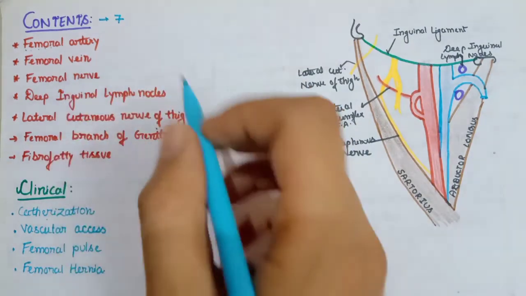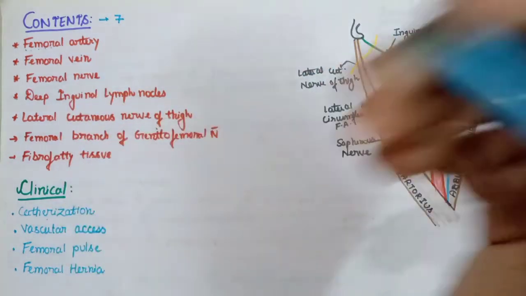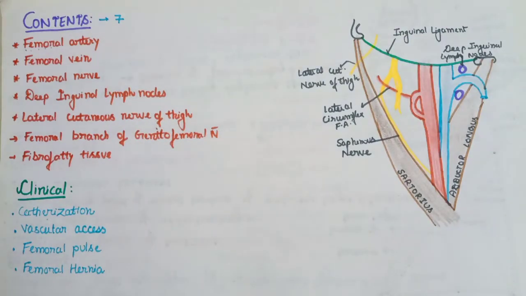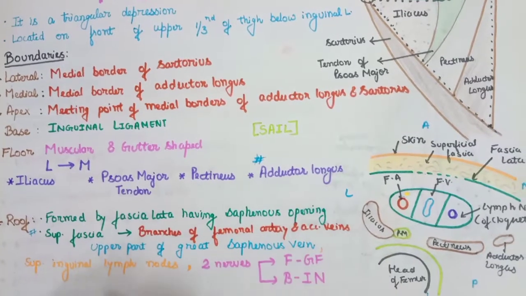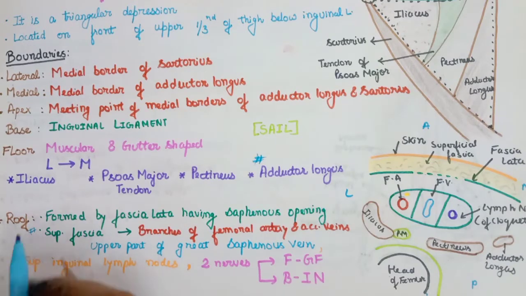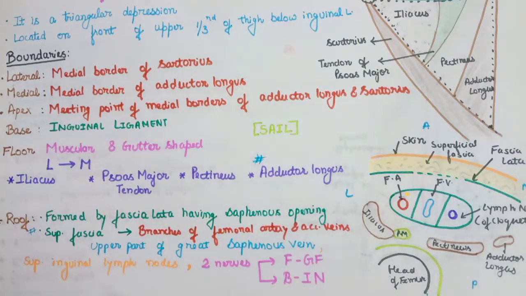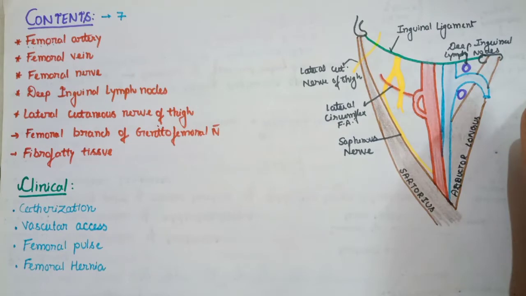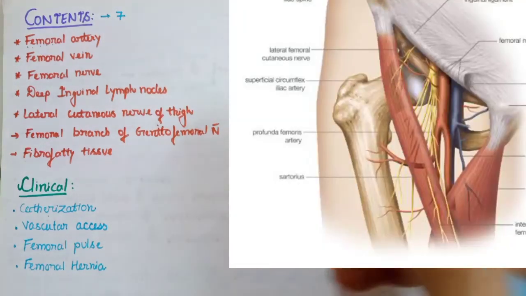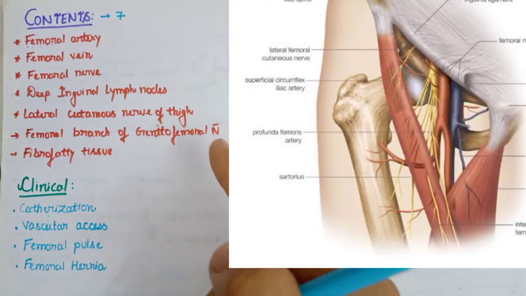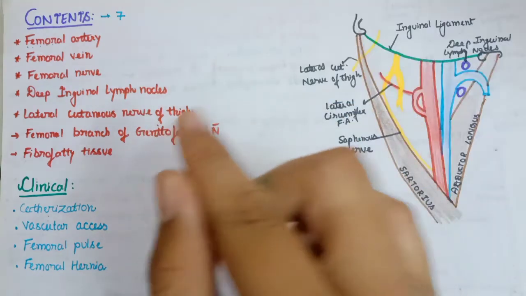And what about the superficial inguinal lymph nodes? Superficial inguinal lymph nodes are present in the roof, that's in the superficial fascia. Then we have two nerves, the lateral cutaneous nerve of thigh and the femoral branch of the genitofemoral nerve. Always remember, FGF runs along with the femoral artery. This is a key point to remember.